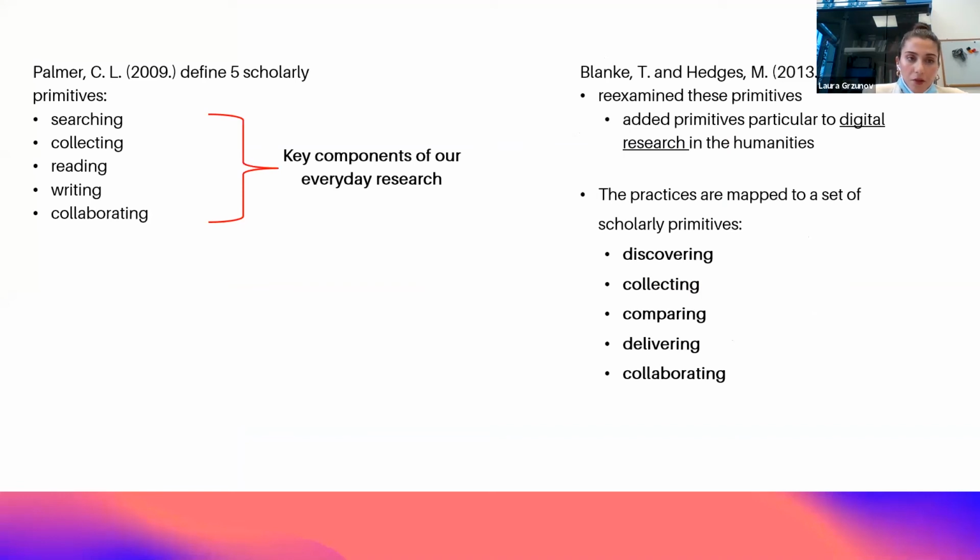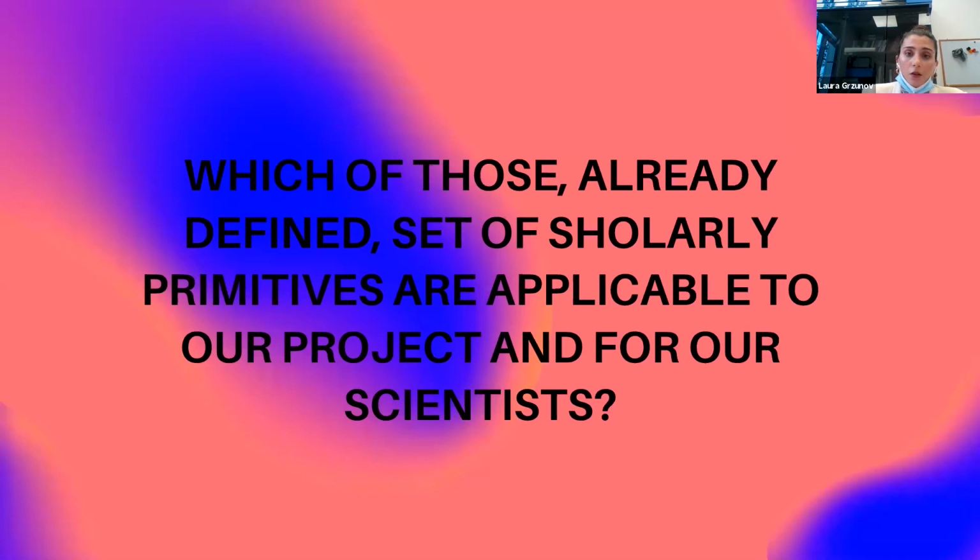Palmer defined five scholarly primitives, which were re-examined by Blanke and Hedges. They added primitives particular to digital research in the humanities. The scholarly primitives Blanke defined are discovering, collecting, comparing, delivering, and collaborating. So for the purpose of our study, we wanted to find out which of those already defined scholarly primitives are applicable to our project and for our scientists.